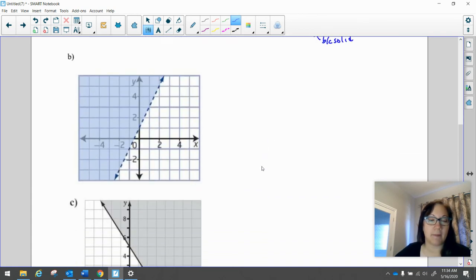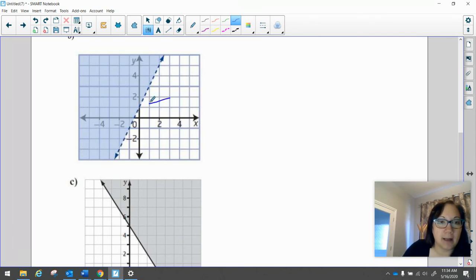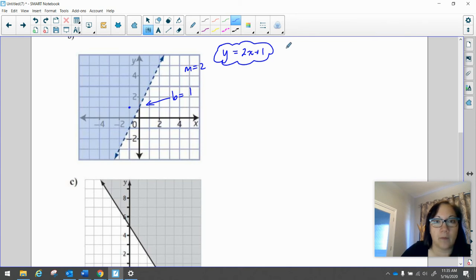Let's take a look at another one. This one's dashed. Okay, just making a few notes. My y-intercept is 1. My slope is 2 over 1. So y is equal to 2x plus 1 would be my equation of the line, but I need to test something. I can't test 0, 0 this time because it's not in my solution region. So to me, the easiest point would be maybe -1, 1. So I'm going to put those values into my equation and come up with the right symbol.